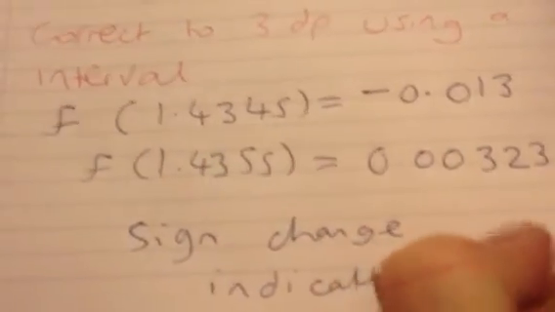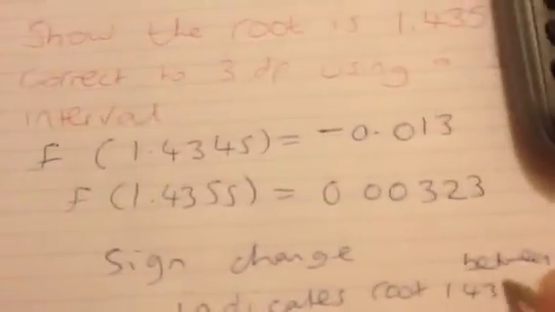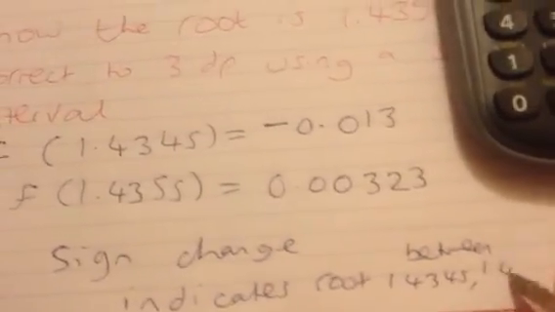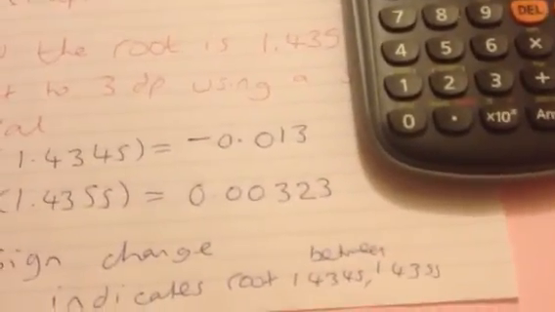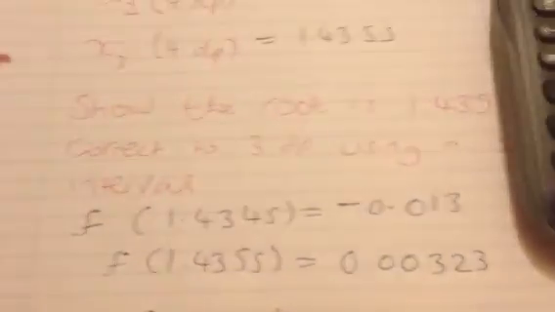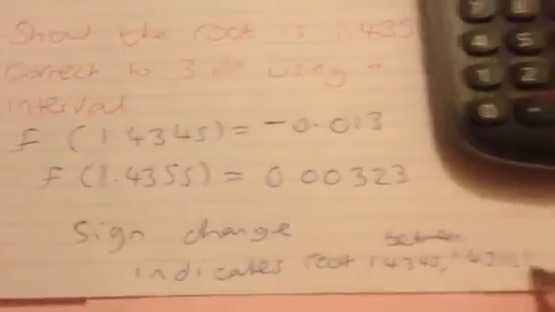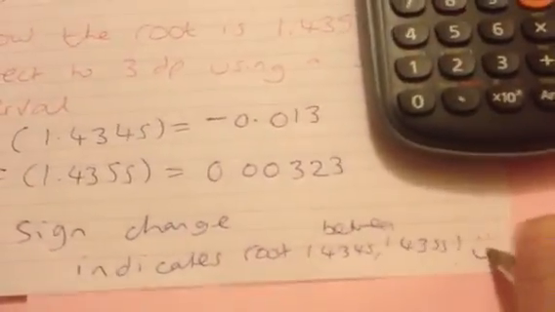Okay, which indicates a root between 1.4345 and 1.4355. So the answer has to be between 1.4345 and 1.4355 for the root. So the answer must be 1.435 to 3 decimal places. It's a nice smiley face, and that's the topic done, guys.